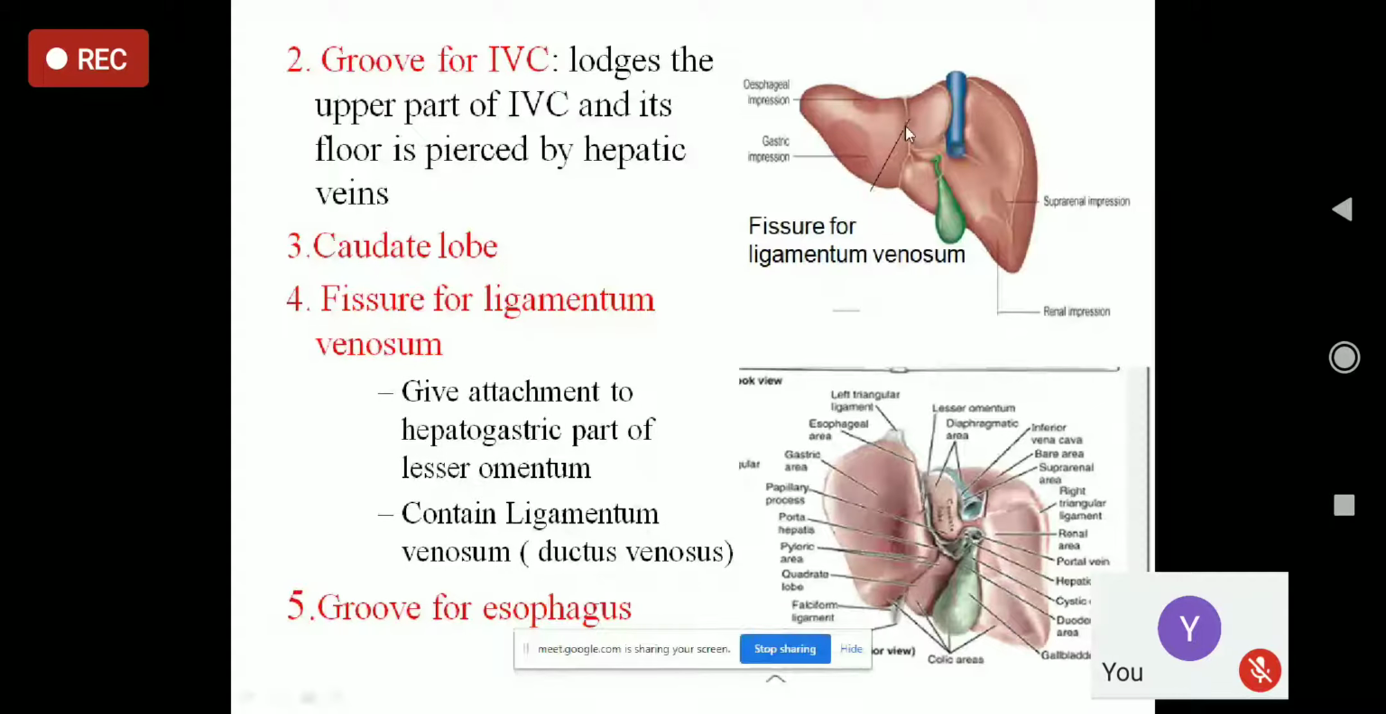Hello, class. Yes, ma'am. Please remember this fissure for ligamentum venosum. Yes, ma'am. Okay, here it is.